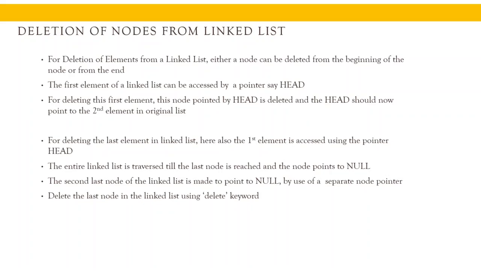So what happens in deletion is when you have to delete the element or a node towards the front of the linked list, you need to just delete the memory allocated to that particular node. Alright, and the second element in the original linked list will become my first element after deletion. So that's the only thing that we need to do while deleting the first node from the linked list.